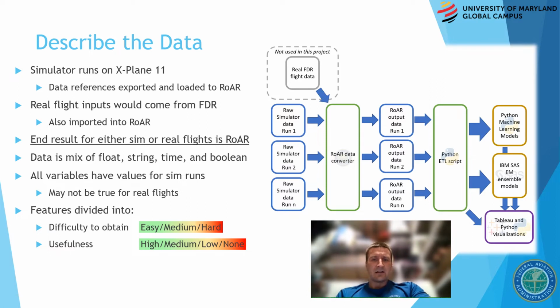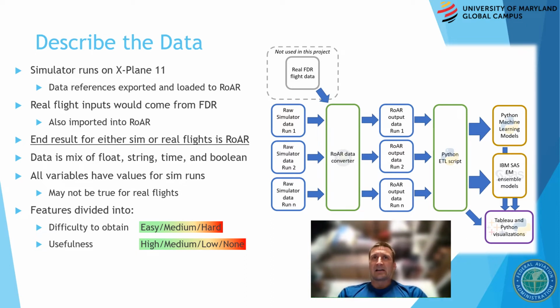All the data that comes out is a mix of float, string, time, Boolean. There's location too, for lat long, in there. So all different data types. Most of it is fairly complete, just based upon the simulator data. And like I said, all the variables have values for the sim flights. Now, some of them are 0 or not usable, but that may not be true for real flights.